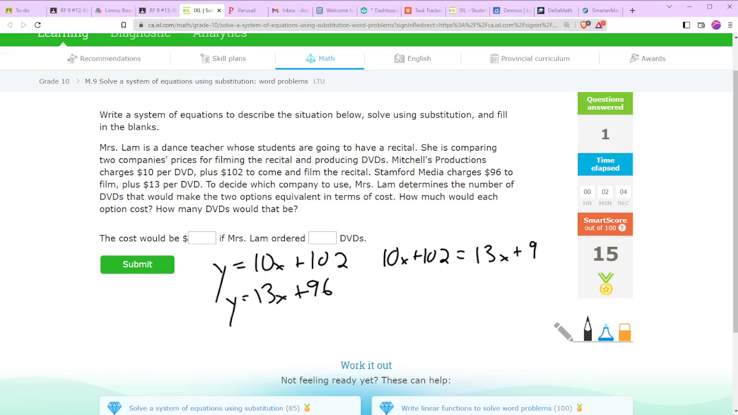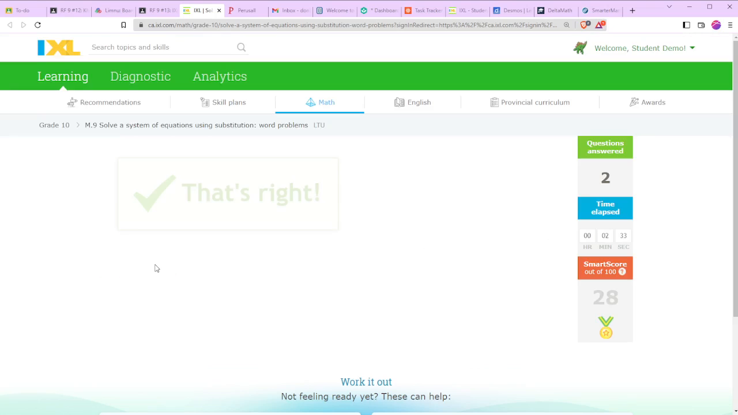So at this point, what we want to do is equate the two. We're going to move our x's to the right, where the coefficient is positive, the constant to the left. So if we sell 2 DVDs, the Stanford Media would be 96 plus 26, which is 122. And that's the same price for both. So it's $122 for 2 DVDs.